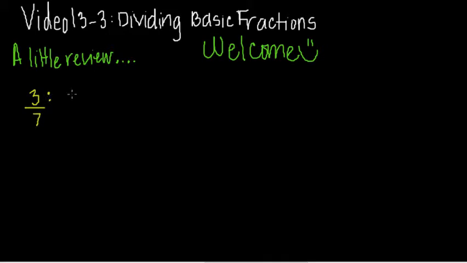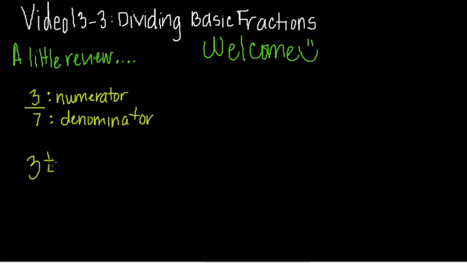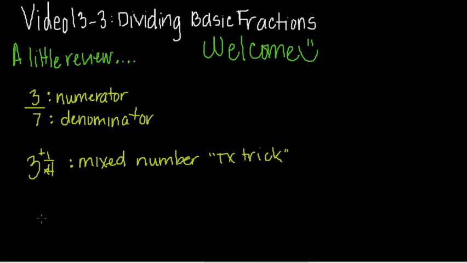So, if you have a fraction 3/7, you need to know that the 3 is the numerator and the 7 is the denominator. Okay. The next thing is, what does a mixed number look like? Well, 3 1/4 is an example of a mixed number. And what makes it a mixed number is it is a whole number combined with a fraction. And this is the number we use the Texas trick on. Okay? So what do we do? 4 times 3 is 12, plus 1 is 13, and your denominator stays the same. So now you have an improper fraction.